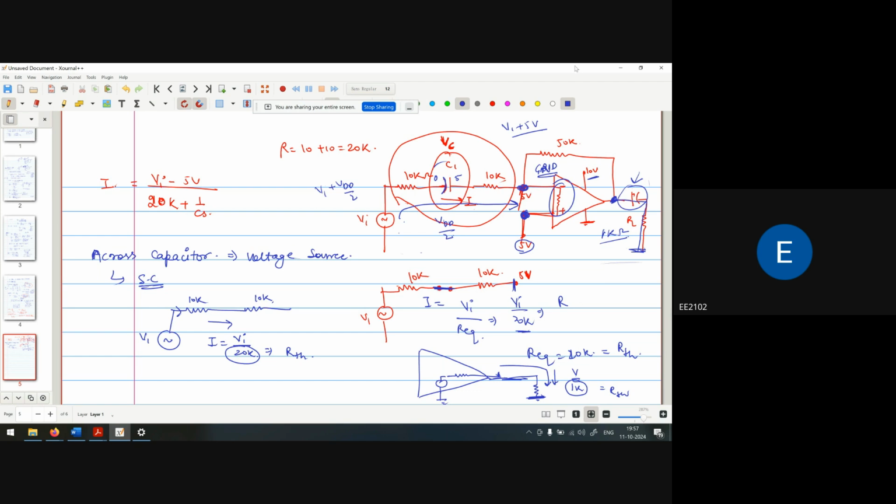Now if current is going, that means my circuit is complete, because without circuit completion, current is not possible to flow. Now, if the circuit is completed, what is the equivalent resistance? 20K. And we can say that this particular one is equivalent to the RTH. Why? Because we fulfill that condition that my capacitor and my other voltage source should be shorted. So the overall resistance should be this one.